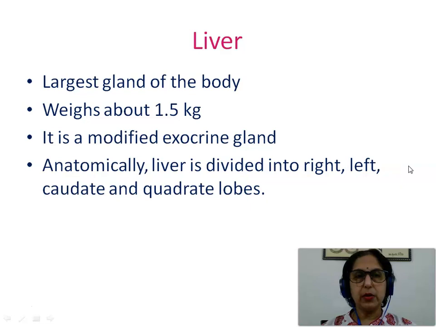Now liver is the largest gland of the body and weighs about 1.5 kgs. It is a modified exocrine gland. Anatomically, we talk of lobes of the liver, so liver can be divided into right, left, caudate and quadrate lobes.